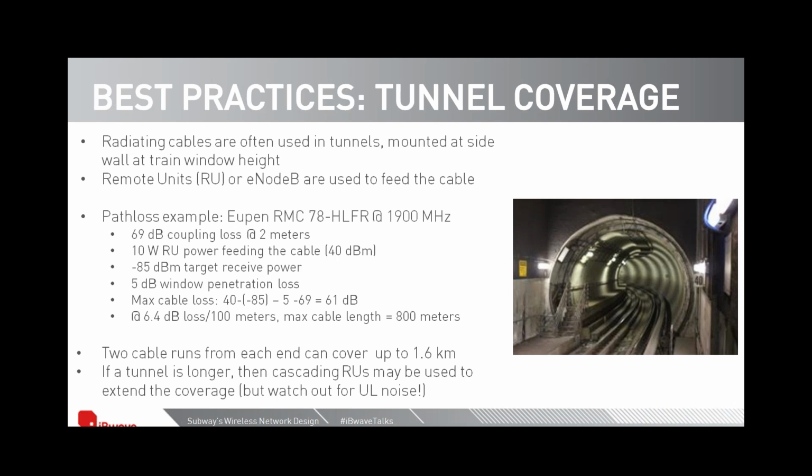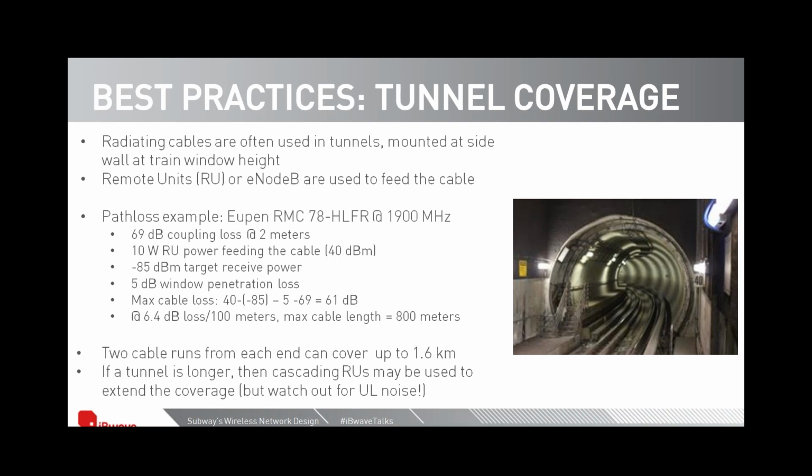Well, I connect the first 800-meter segment to the first remote unit that is at the entry point of the tunnel. And then at the end of that segment, I put another remote unit and connect it to the end of the first segment. And then I connect to the beginning of the second segment at the output port of the second remote unit, or eNode B. And so on and so forth. That way I can cascade those radiating cables and extend their lengths through the tunnel.